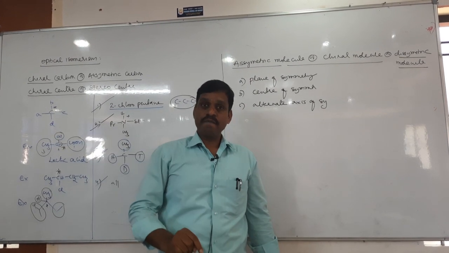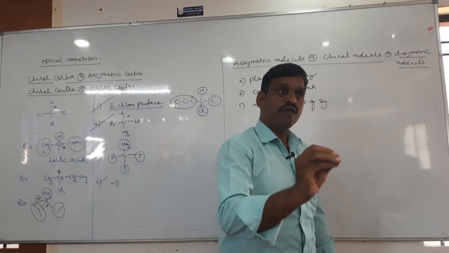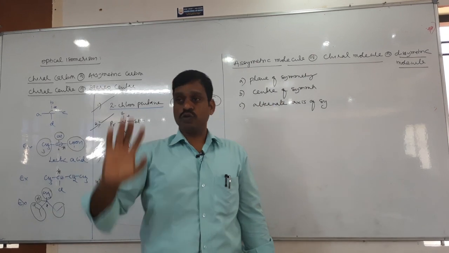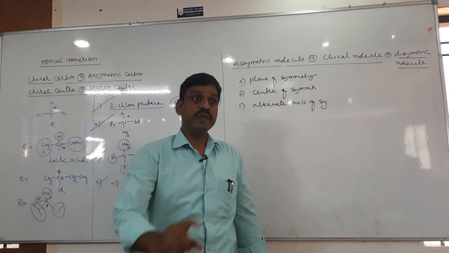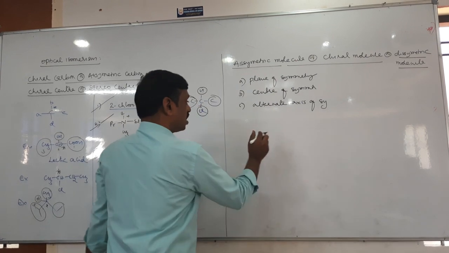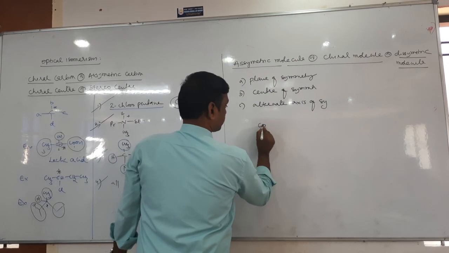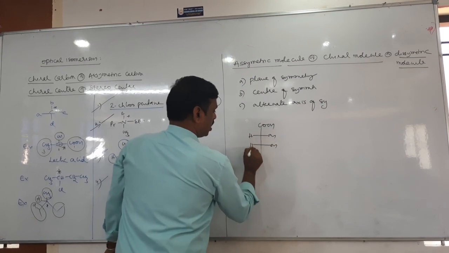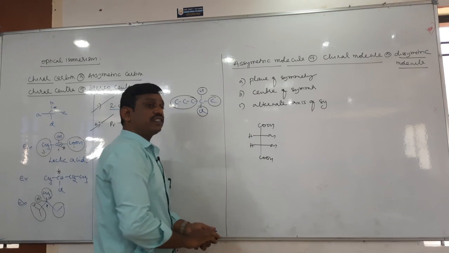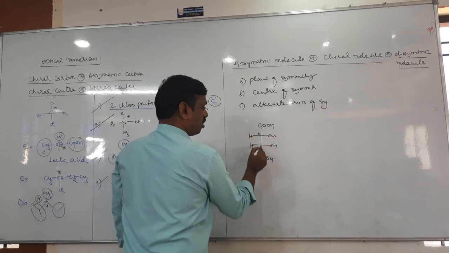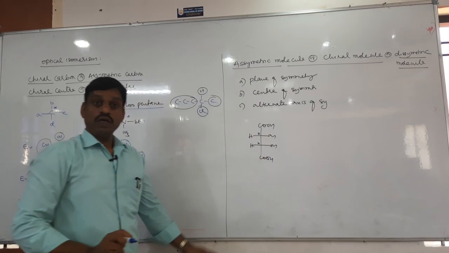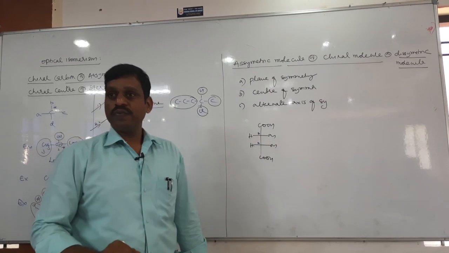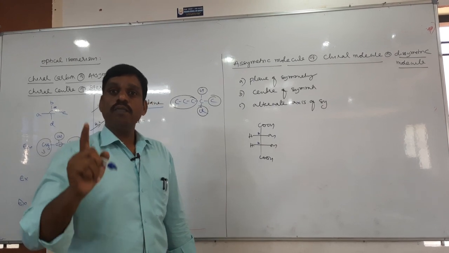What is the meaning of this? See, if any molecule has a chiral carbon, chiral center, it is optically active. Sometimes it is optically inactive also. For example, the best example is tartaric acid. This is tartaric acid. This tartaric acid has 2 chiral carbons. This is one chiral carbon. It is another chiral carbon. Even though this tartaric acid has 2 chiral carbons, it is optically inactive. It is due to presence of what? Plane of symmetry. Very good.